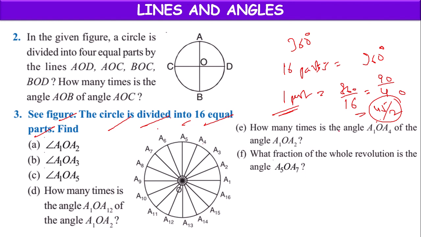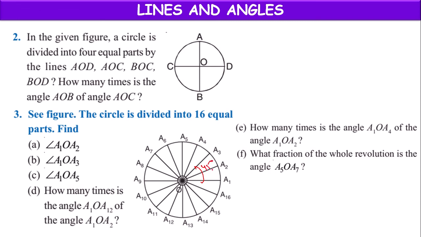So here A1 O A2. This is one part, which is equal to 45 by 2 degrees, or 22 and a half degrees. 45 by 2 means 22 and a half degrees. So A1 O A3 is a combination of 2 parts, so 22 and a half plus 22 and a half. This angle A1 O A3 is 45 degrees.